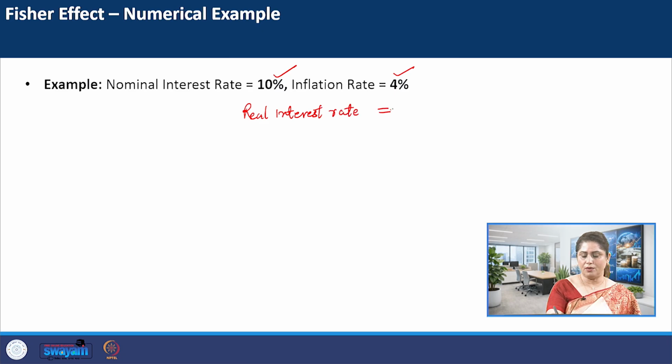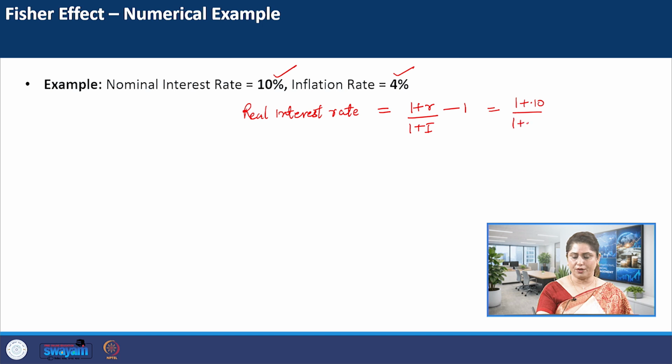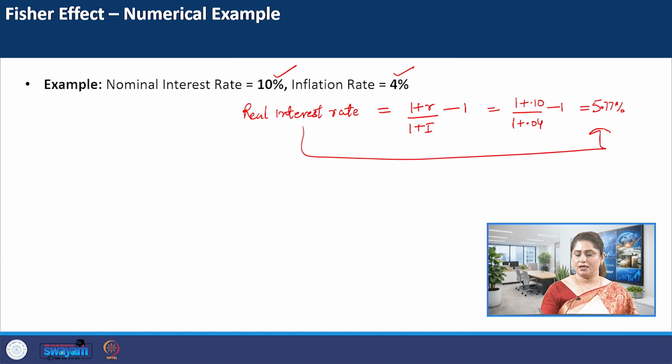then this is equal to 1 plus R upon 1 plus I minus 1. So this comes out to be 1 plus 0.1 upon 1 plus 0.04 minus 1. This gives us the value 5.77%. So what is our real interest rate? Our real interest rate is 5.77% while the nominal is 10%.